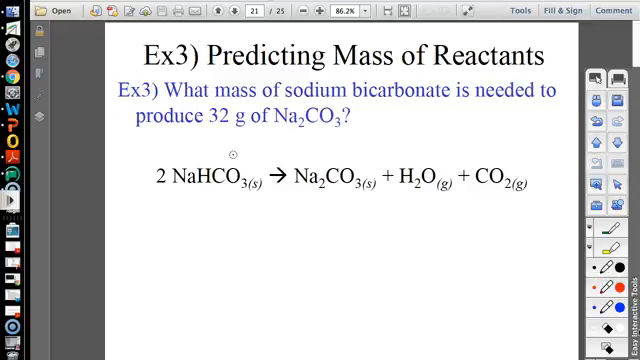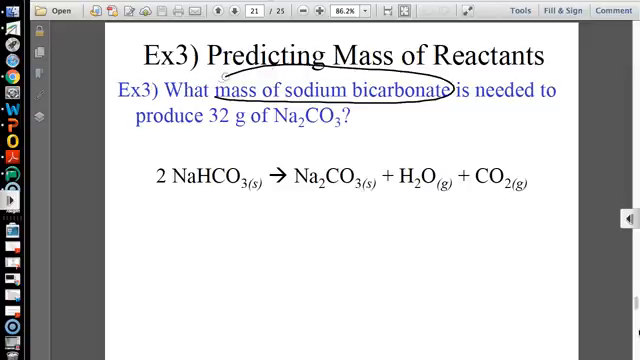So I can already tell the mass of sodium bicarbonate is going to be in grams. And sodium bicarbonate is NaHCO3. And then this is sodium carbonate. There's a difference, okay? So anyway, I know that I already have a balanced equation, which is really cool, thank God.